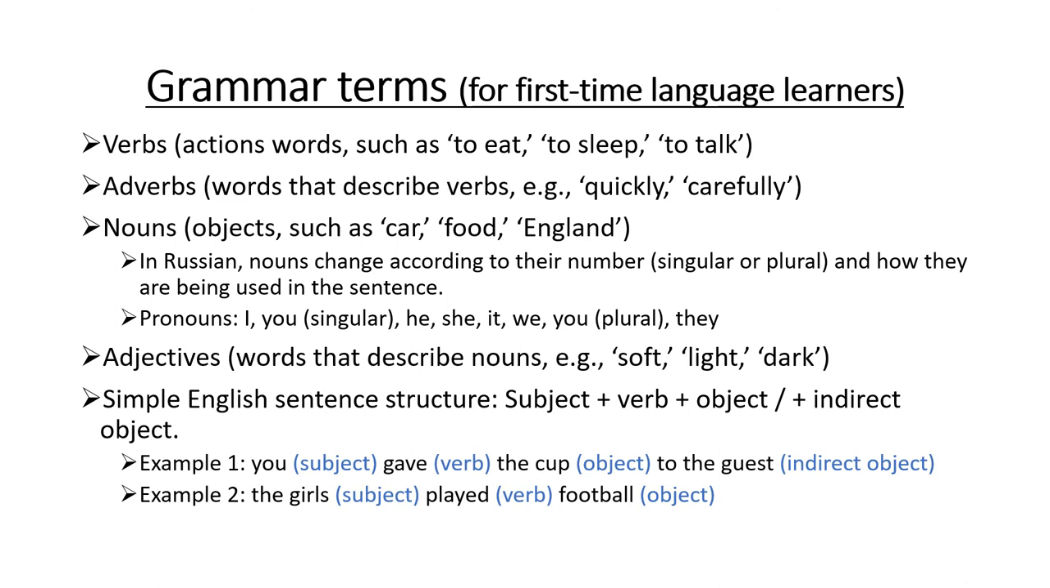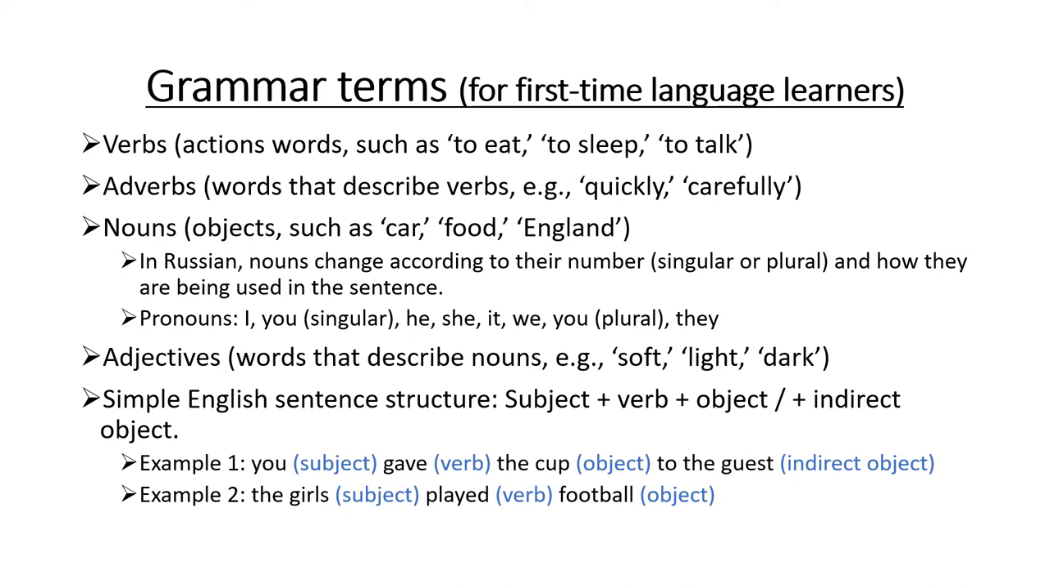For those who aren't familiar with learning another language, verbs are words that are actions, so to eat, to sleep, to talk, and they're very important in a sentence, and they're very different in Russian to how they are in English. Next we've got adverbs. These are simply words that describe verbs, so quickly, carefully, you know, I ate slowly, or I talked joyously, and so on and so forth. So you can think of it as adding something to the verb.